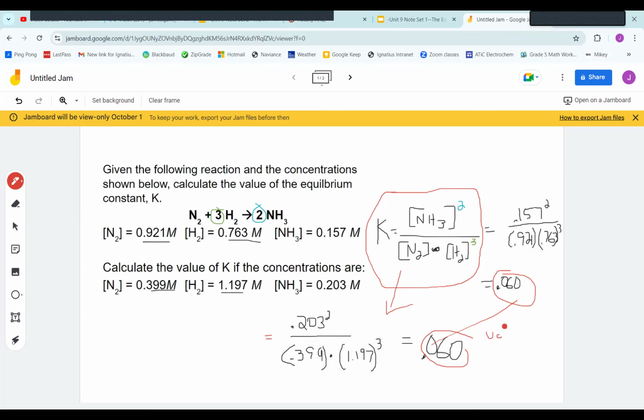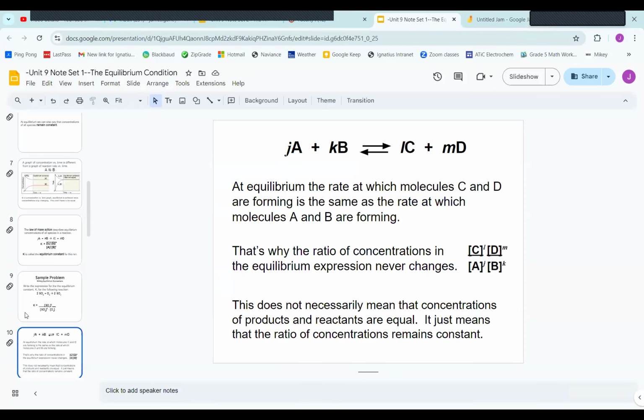The value for K, no matter what the situation is for this reaction, is always going to be the same. The value for K for this reaction is always going to be 0.060. And I have to put a little asterisk here, provided that the temperature is constant. There is some temperature dependency, but we are not going to encounter problems that ask you to think about that, okay? The value for K is the same no matter what the set of concentrations is.